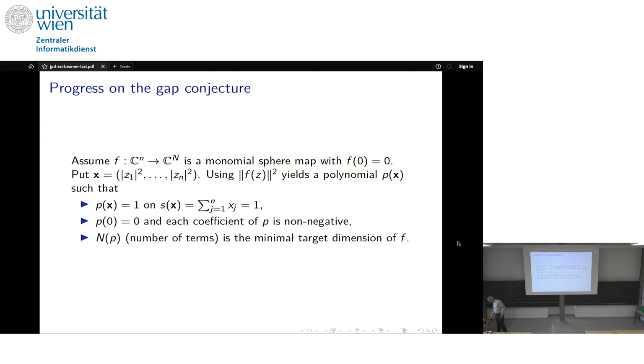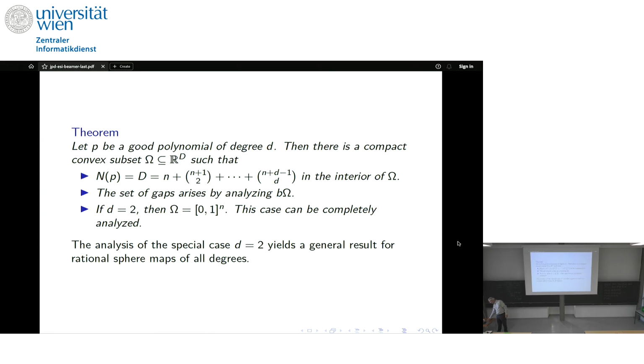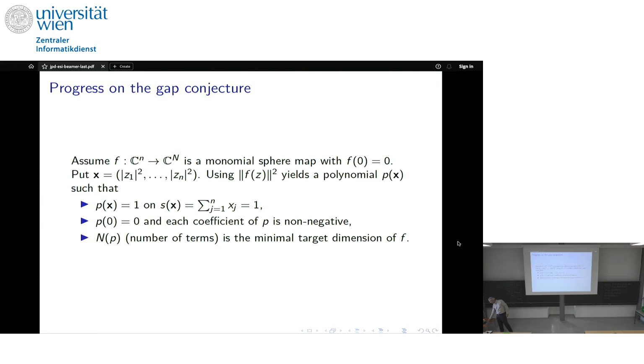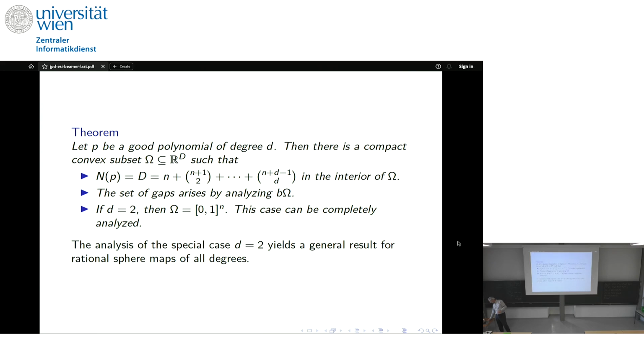The first thing, this is not difficult, but let P be a good polynomial of degree D. That means it's one of these coming from monomial sphere maps, so it satisfies the conditions on the previous slide. Let me put that back up. P of x is 1 on the hyperplane. The coefficients are non-negative. I always assume it takes 0 to 0. And the number of terms I write as n of p.